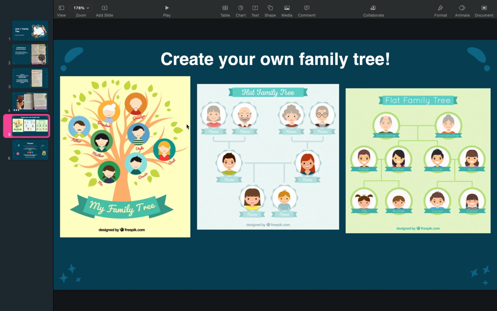And these are the examples which I've gotten from Freepik. You can use your own creativity, of course. You are not obliged to follow everything here. This is just some samples for you.